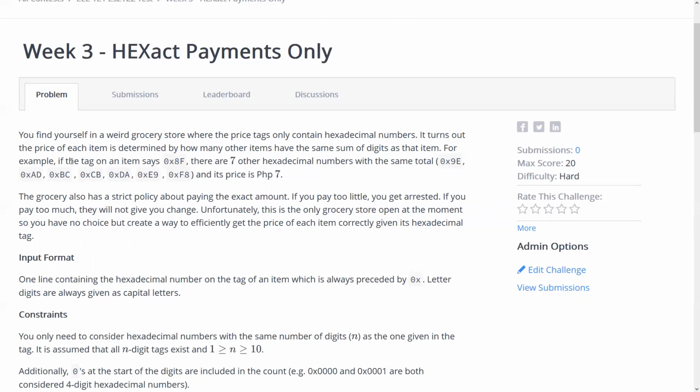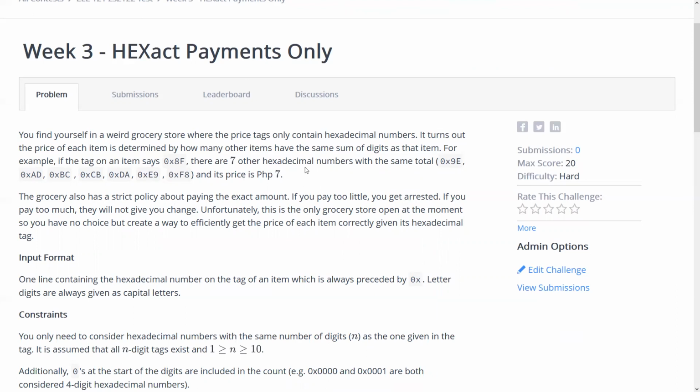So for example, yung nasa tag is 0x8F. There are 7 other hexadecimal numbers with the same total. So si 9E, si AD, BC, si BDA, E9, at saka si F8. So since there are 7 others with the same total as 0x8F, yung price ng item is 7 pesos. And since weird nga yung grocery, hindi ka pwedeng magbayad ng masyadong konti kasi makukulong ka. And hindi ka rin pwedeng magbayad ng sobra-sobra kasi hindi ka daw nila bibigyan ng supply.